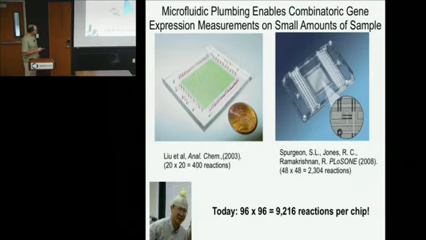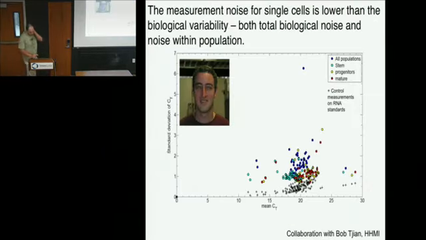The way we use these is we put the lysates in the rows and the PCR primers in the columns, so we can look at 48 or 96 genes per cell and 48 or 96 cells at a time. That lets us get a pretty reasonable amount of data. And we've worked pretty hard to understand the measurement noise in this system, and I'll show you a couple of examples.